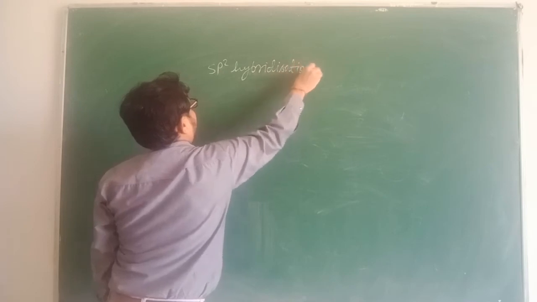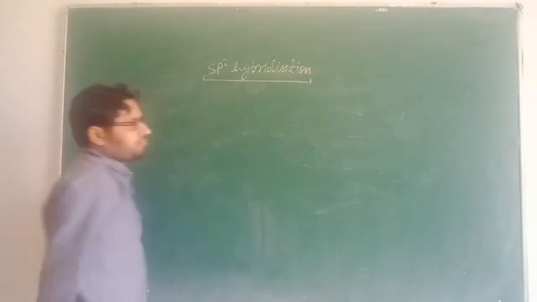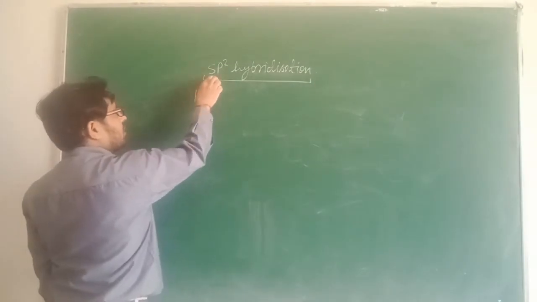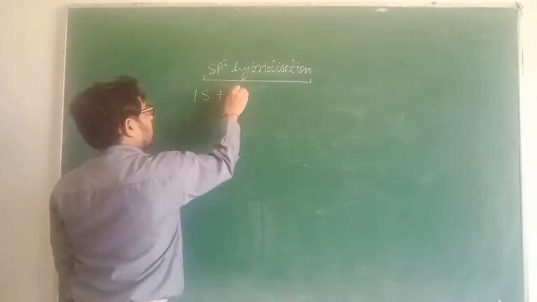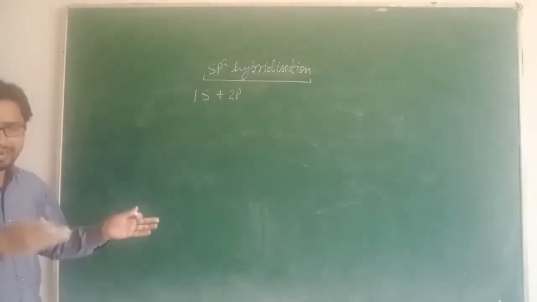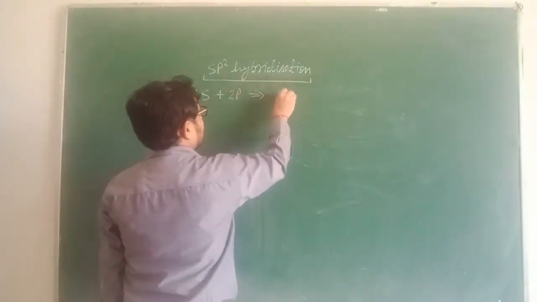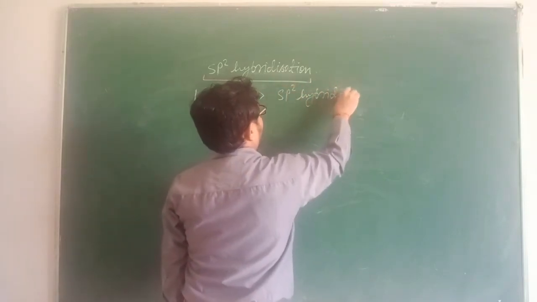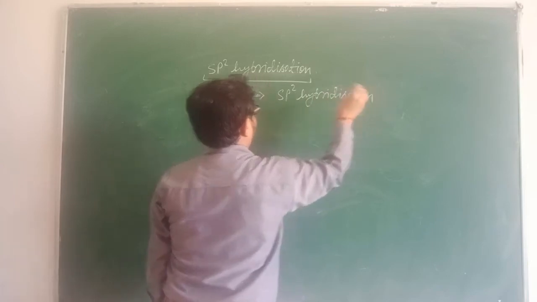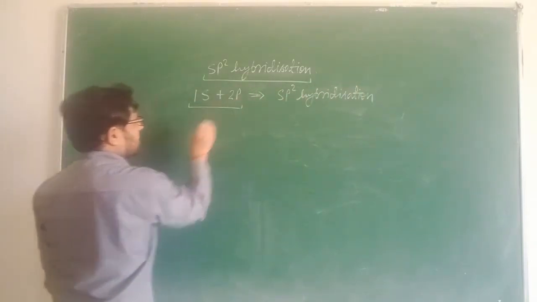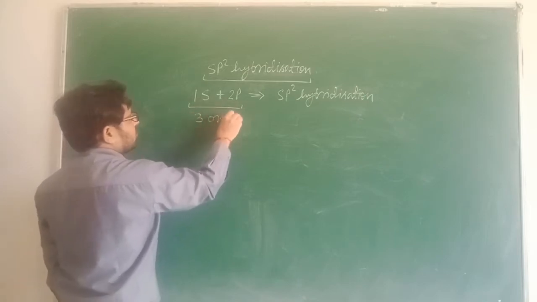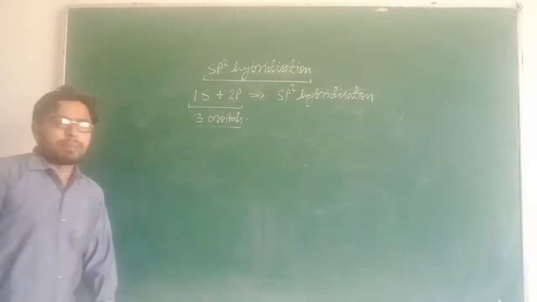Here you can see, in sp2 hybridization, one s orbital is participate and two p orbital are going to participate. One s orbital and two p orbital. Then the hybridization we are getting, this is sp2 hybridization. Now the total orbital which are going to participate, one s and two p. So total orbital are here 3 orbitals. Total 3 orbitals are going to participate here.